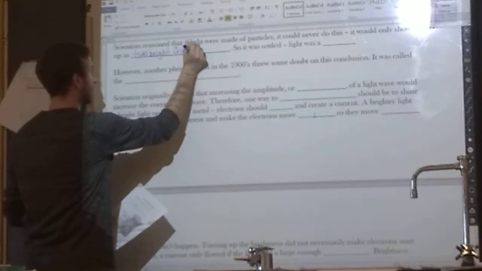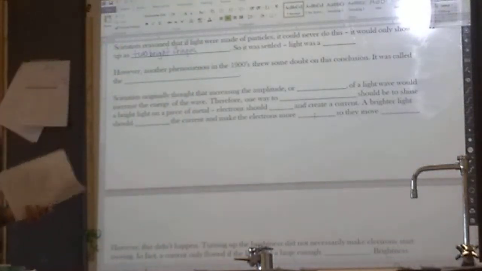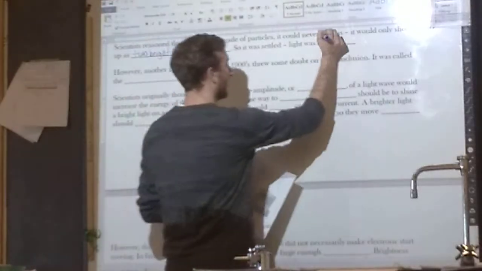So this seemed to settle it. This experiment was done in about 1870 something. This seemed to settle it. Light, definitely a wave.